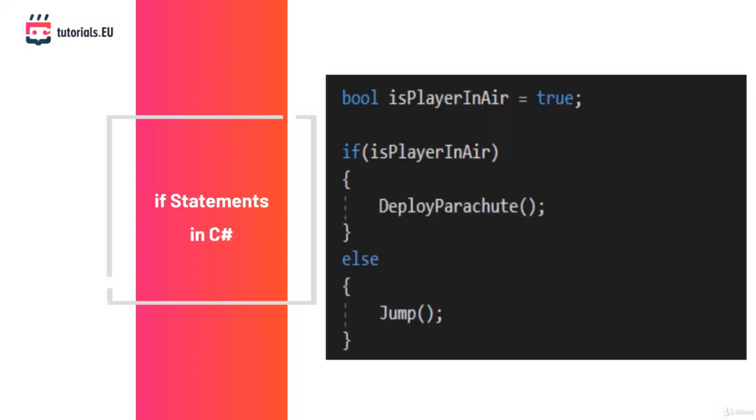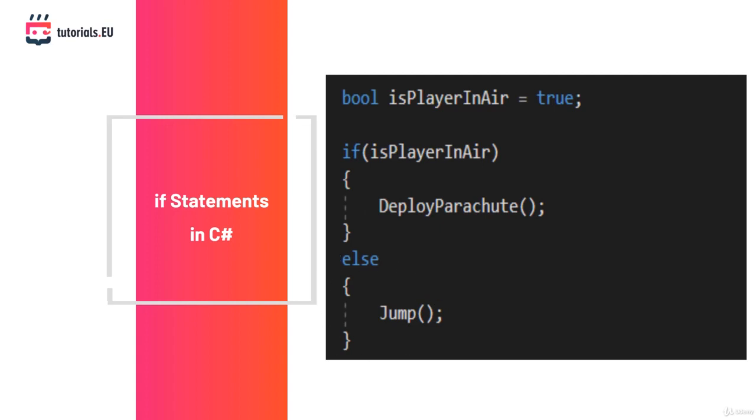So let's look at this particular if statement here. So we have a Boolean called isPlayerInAir, which is true in this case. So we are creating this variable isPlayerInAir, which is of type Boolean, and we set the value to be true. Then we are comparing if isPlayerInAir, which means if this variable is true, then deploy a parachute. So in that case, we're going to deploy the parachute here, and if the player is not in the air, then we're going to jump.